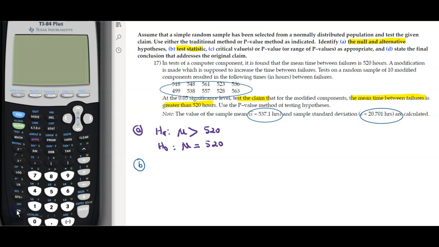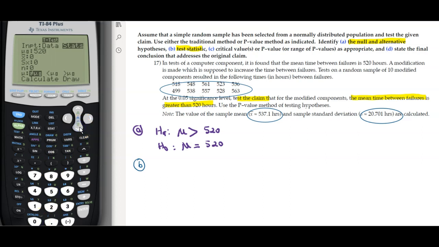First of all, we go to STAT, and then we go to TESTS. The test that we are running here is obviously a t-test, because we have a sample of 10, which is less than 30. So we're going to go to T-Test, number 2, and enter. Now it's giving you two options, either Data or Stats, and we're going to go to Stats and enter. The first thing it asks about is mu0. Mu0 is basically the 520, right? So we're going to type 520.